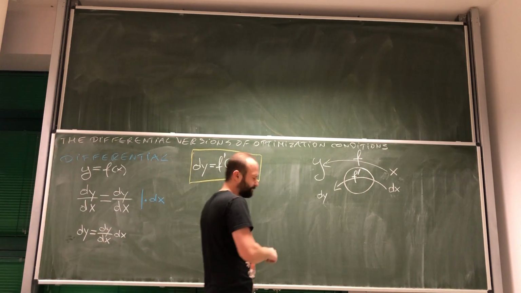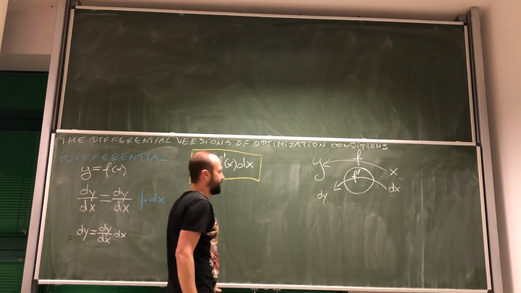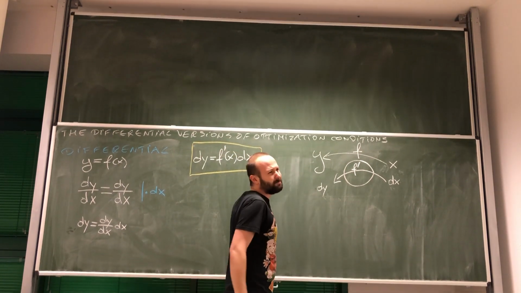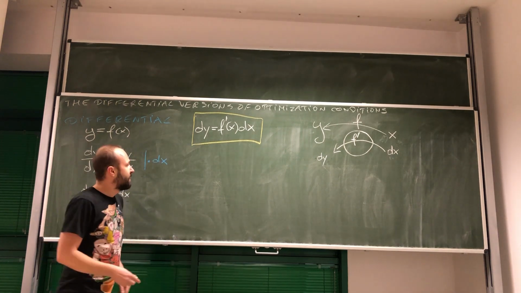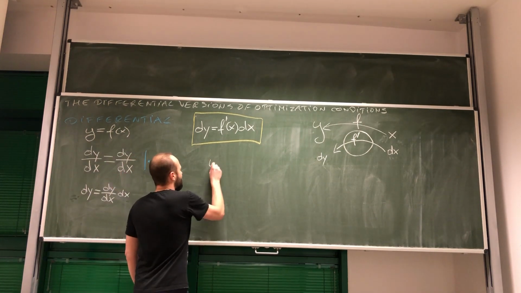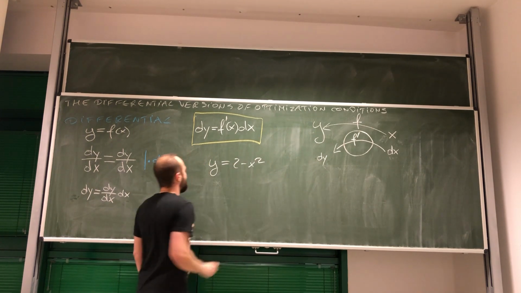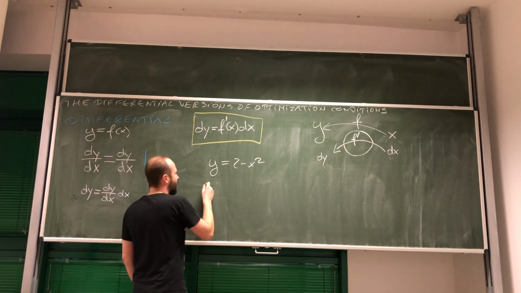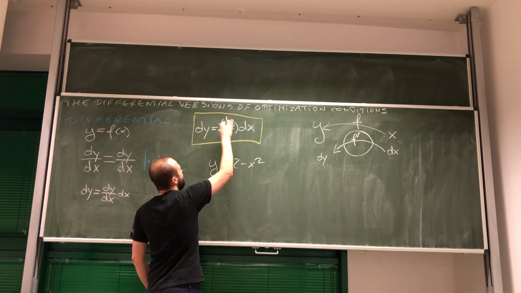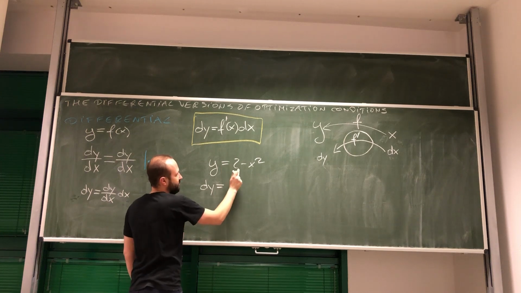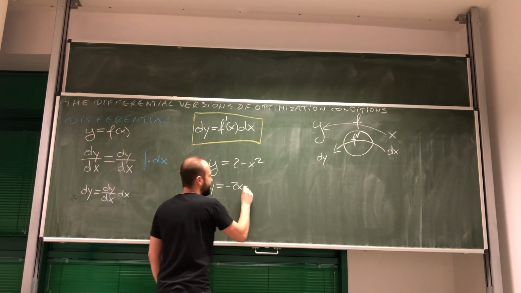Okay, now let's do a couple of examples of calculations of differentials, which are, to be perfectly honest, extremely trivial. If we have y equals 2 minus x squared, then what is dy? dy is going to be the derivative of this function, in our case negative 2x, times dx.